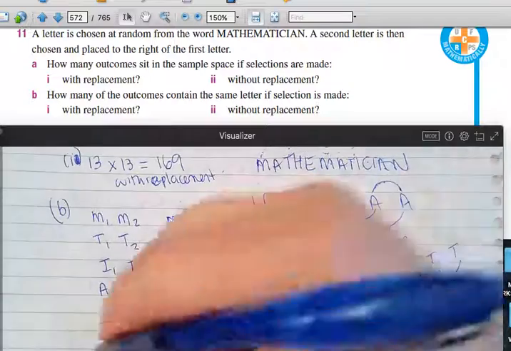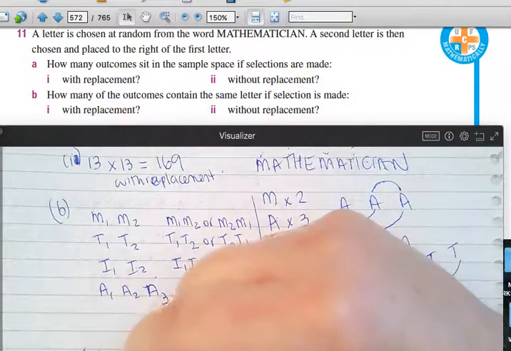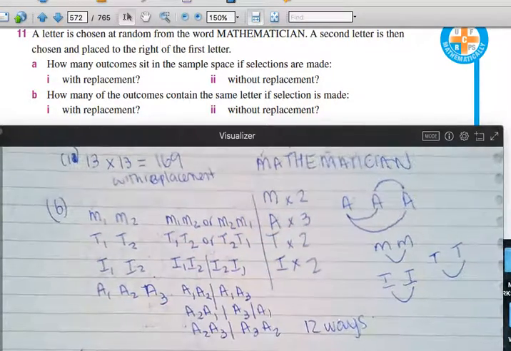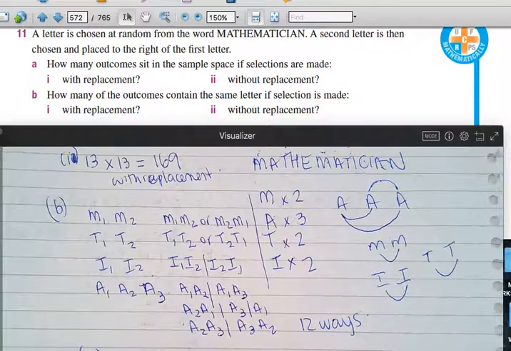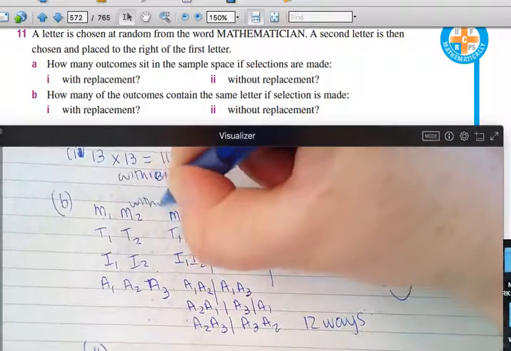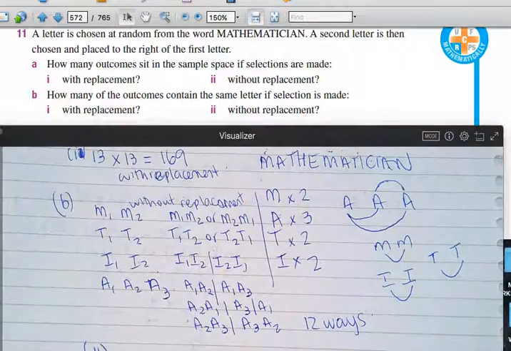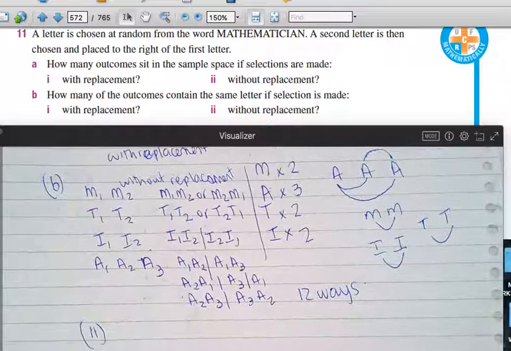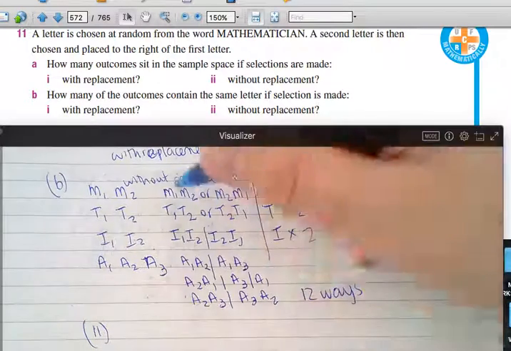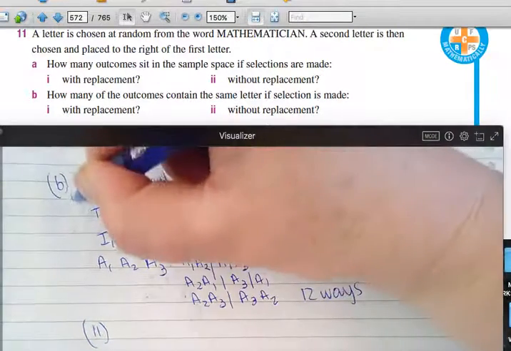Now, girls, without replacement, if the card is not put back, good. That's without replacement, good. Because you could pick up M1, but M2 is still there. Now, with replacement, very good, girls. So that's without replacement. You pick up M1, M2 could still be there. If you pick up M2, M1 could still be there. So that's without replacement. That's the answer to part 2.